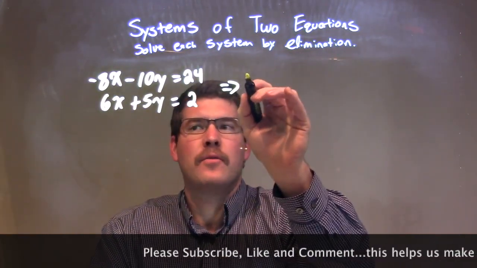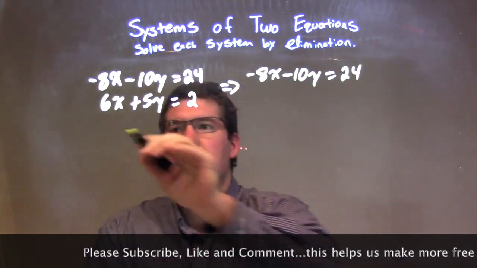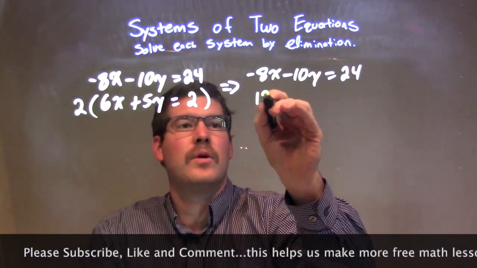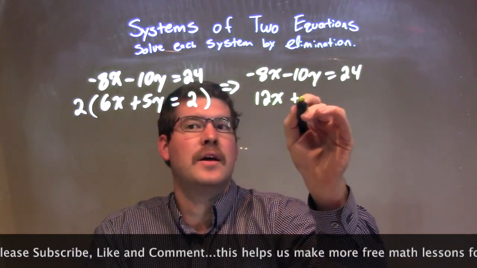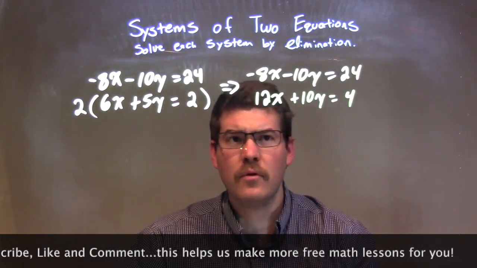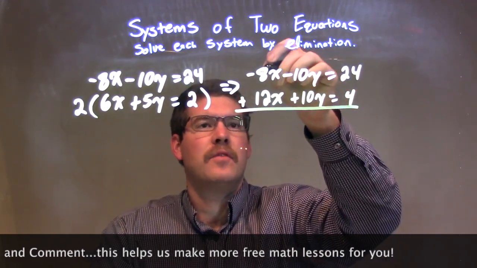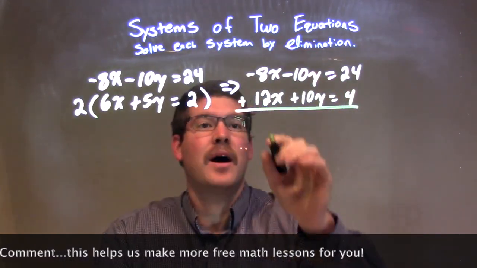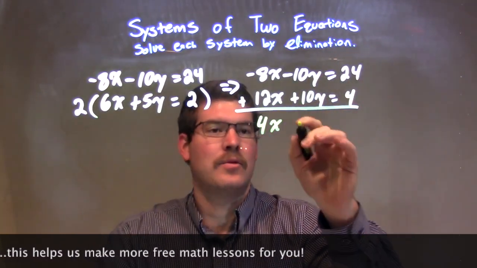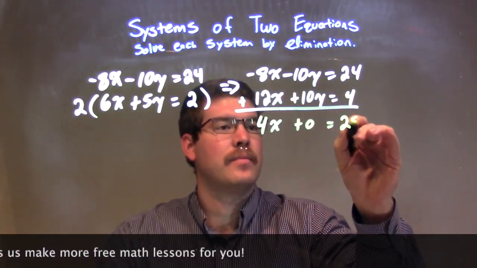So let's rewrite the first equation, negative 8x minus 10y, and that's equal to 24. The second equation, I'll multiply the whole thing by 2. 2 times 6x is a 12x, and 2 times 5y is a 10y. And 2 times 2 is a 4. From there, I'm going to add these two equations together, top to bottom. Negative 8x plus a 12x is a positive 4x. And negative 10y plus a positive 10y should eliminate, that was the whole point, is 0. 24 plus 4 is a 28.